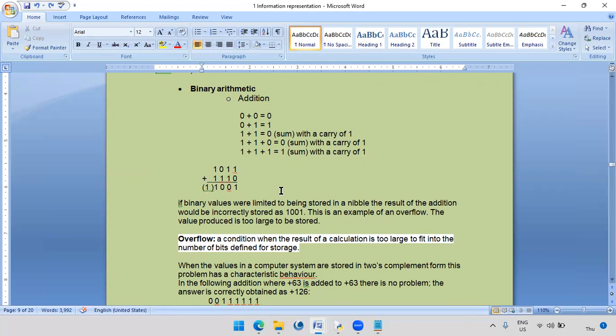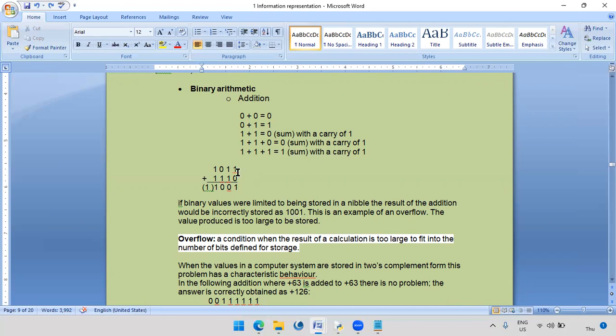Like pouring 250 milliliters of milk into a mug, which is only 200 milliliters. What happens? That 50 will overflow. That will be lost. What will remain is only 200 milliliters. So here, incorrectly stored as 1001.